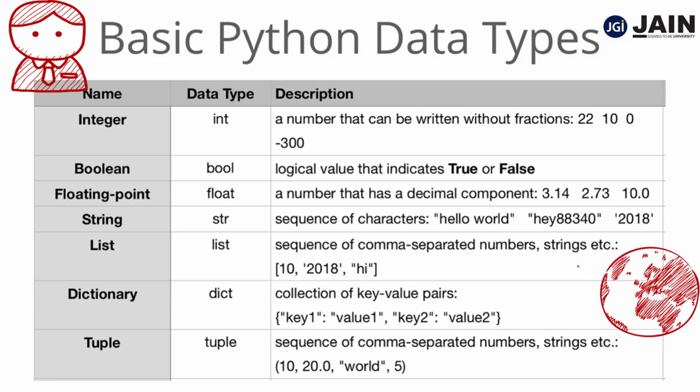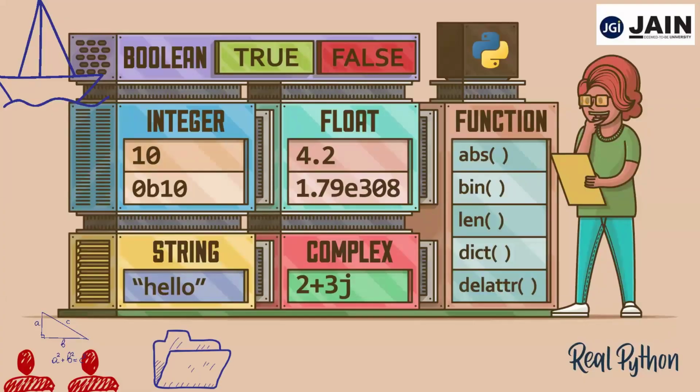Integer, a number that can be written without fractions. Boolean, a logical value that indicates true or false. Floating point, a number that has a decimal component. String, a sequence of characters. List, a sequence of comma separated numbers or strings. Dictionary, a collection of key value pairs. Tuple, a sequence of comma separated numbers, strings, etc. These are the examples of Python data types.